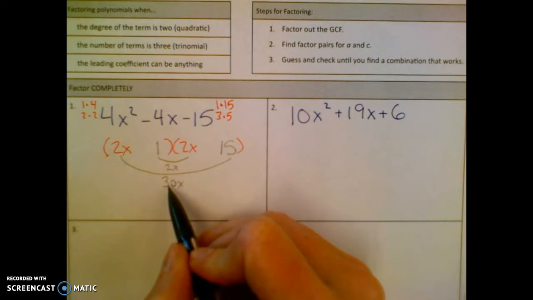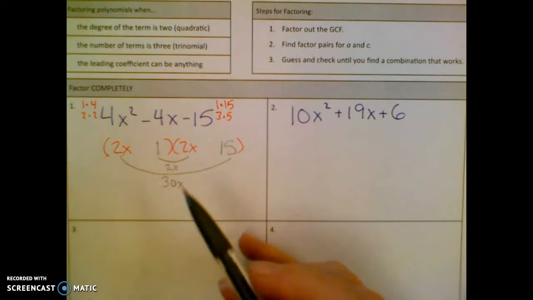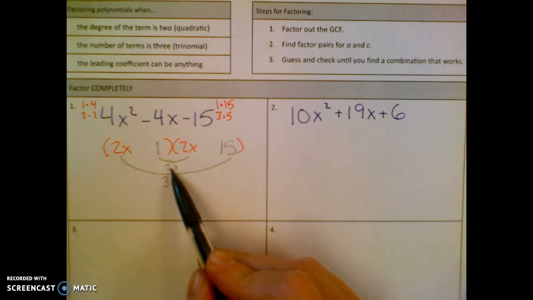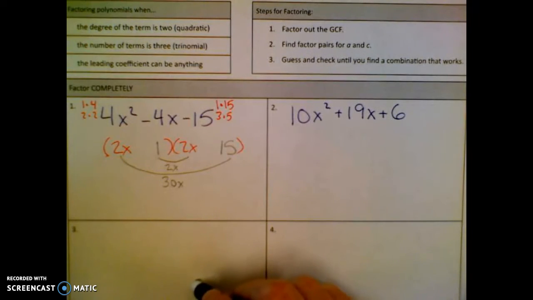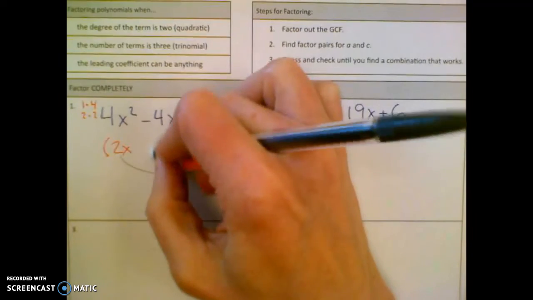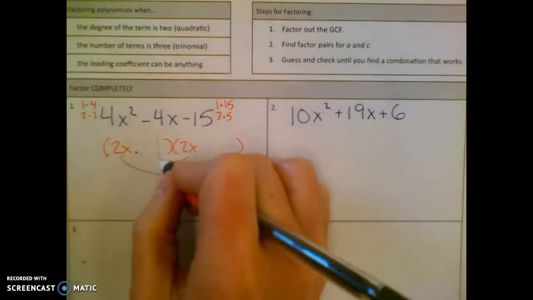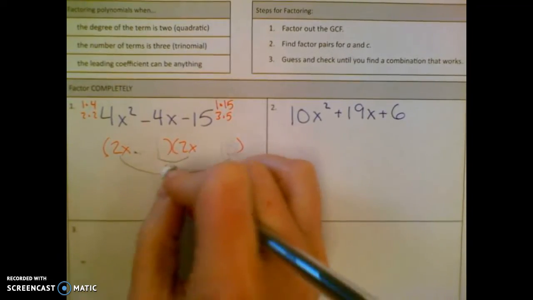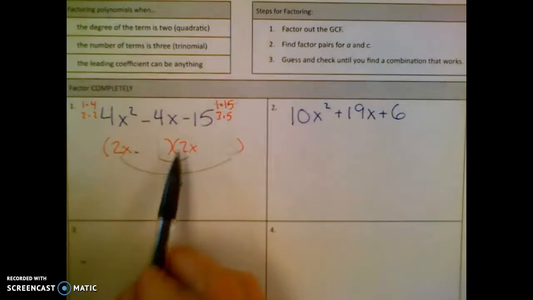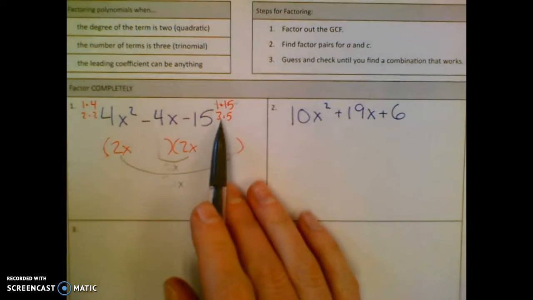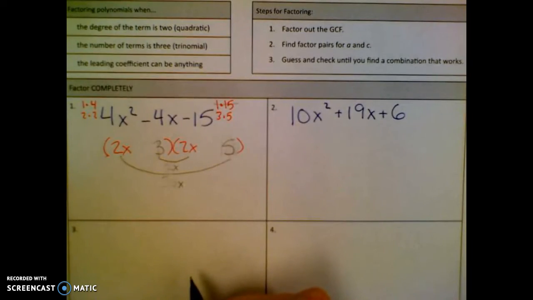Does 2x and 30x give me negative 4? Well, in no form or fashion will that work. 30 minus 2 is 28, or 30 plus 2 is 32. So there's no way. So 1 and 15 do not work. Normally we would swap them and put a 15 and a 1, but because it's 2 and 2, it's the exact same thing. So I now know that 1 and 15 do not work with 2 and 2. So I'm going to try 3 and 5. So I'm going to put a 3 here and a 5 there.